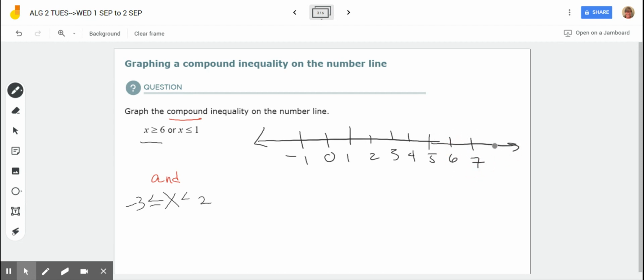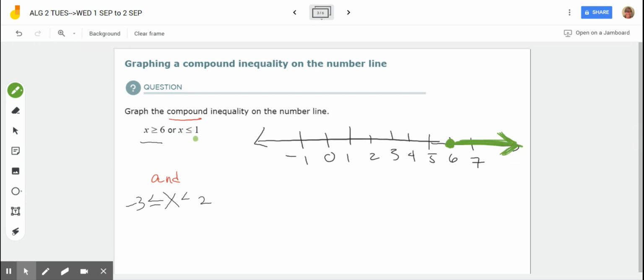6, 7. Try to remember that whenever it's equal, it's a solid dot representing the fact that it could be equal. It could land on that spot. If it says x is greater than or equal to 6, it means that it can be equal to 6. And it's going to be greater than. Name a number greater than 7. 7, 8, 9, and go in the greater than distance.